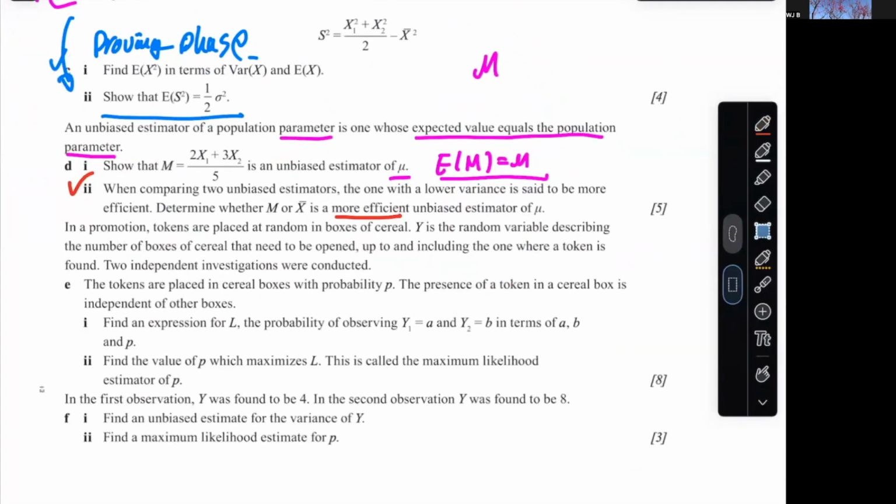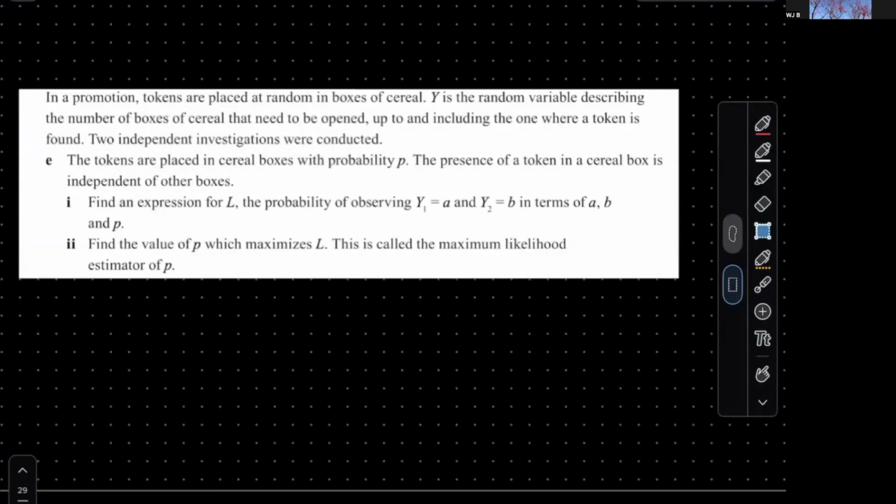Let's have a look at part E. It says, in a promotion, tokens are placed at random in boxes of cereal. Y is a random variable describing the number of boxes of cereal that need to be opened, up to and including the one where a token is found. Two independent investigations were conducted. Okay, two independent investigations. I smell that it's going to have two variables for the observations. But now I've got the Y. Maybe I would probably have to do Y1 and Y2. As you can see, that is great.